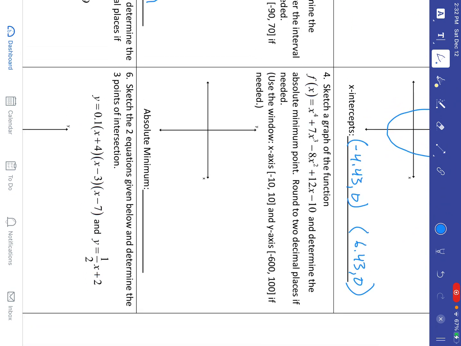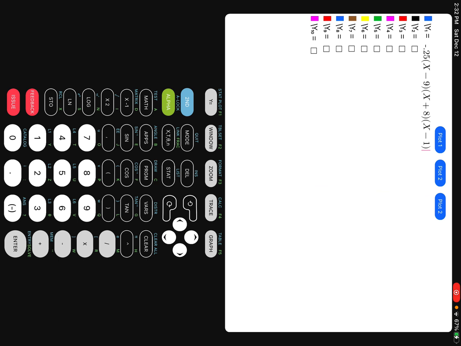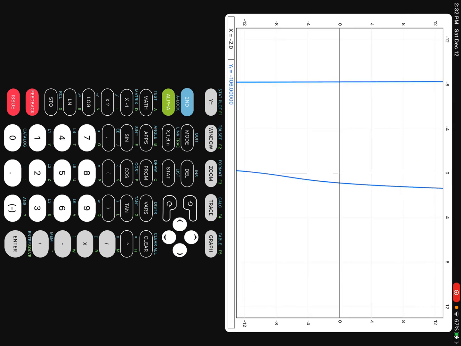All right, number 4. Again, we have an equation. We want to find the minimum point. So we're going to go back to our TI-84 app. Click on the y equals button and clear out that equation. We're going to type in the new one. So we have x to the 4th plus 7x cubed minus 8x squared plus 12x minus 10. Again, we're going to graph that.